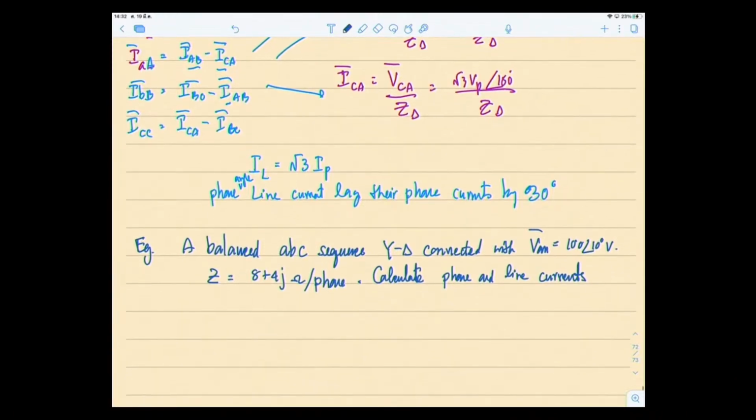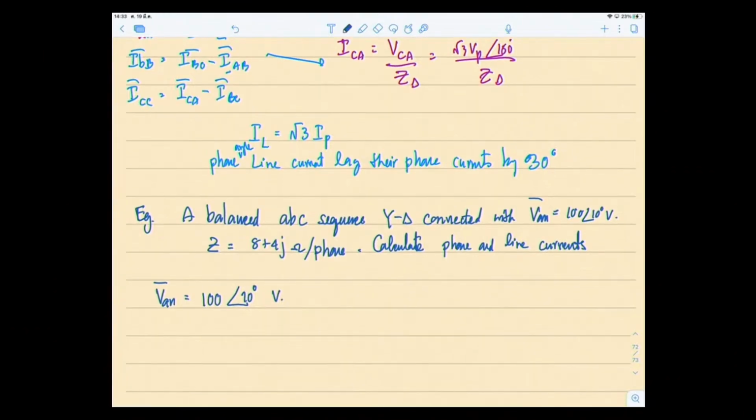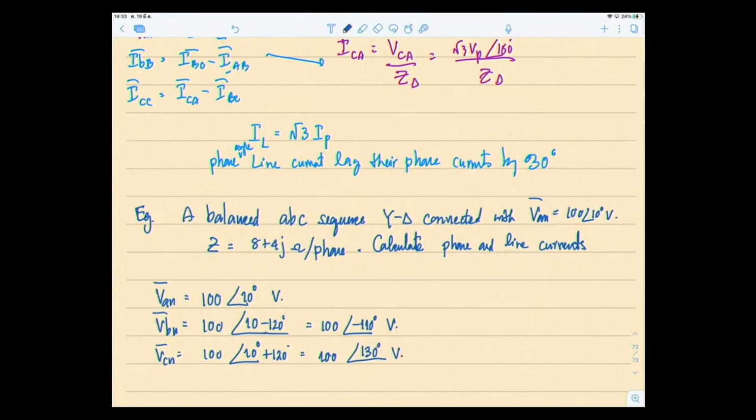So if I write down on the generator side, the problem has given one reference, so 110 angle 0 degrees volt, and it's an ABC sequence, so that means VBN, the next one, would be 110 angle minus 120 degrees volt. VCN would be 110 angle 0 plus 120, so equal to 110 angle 120 degrees volt.